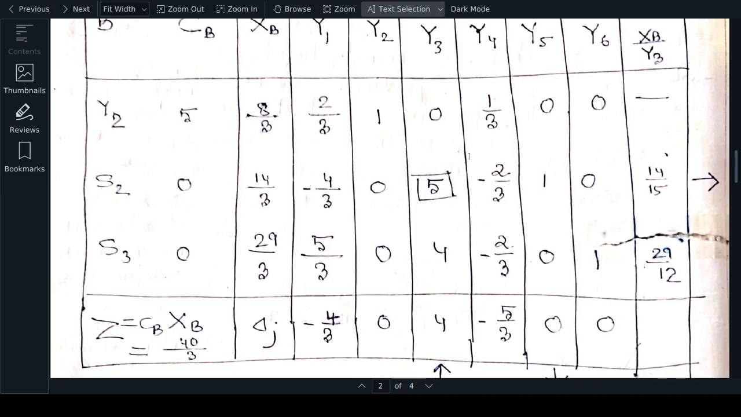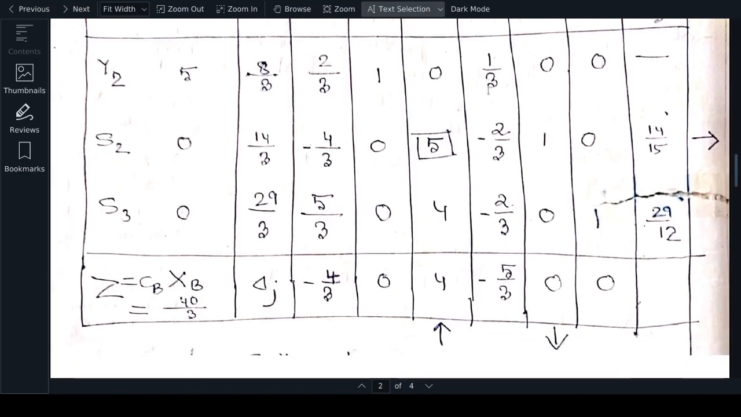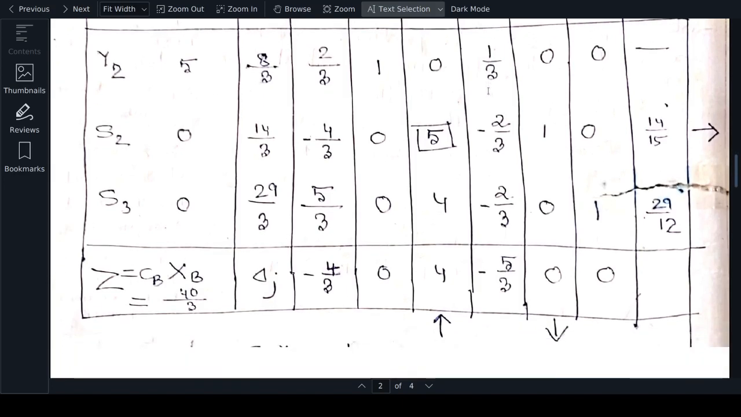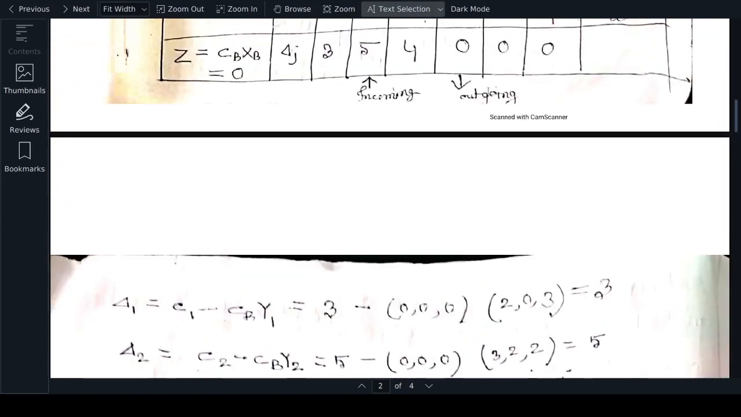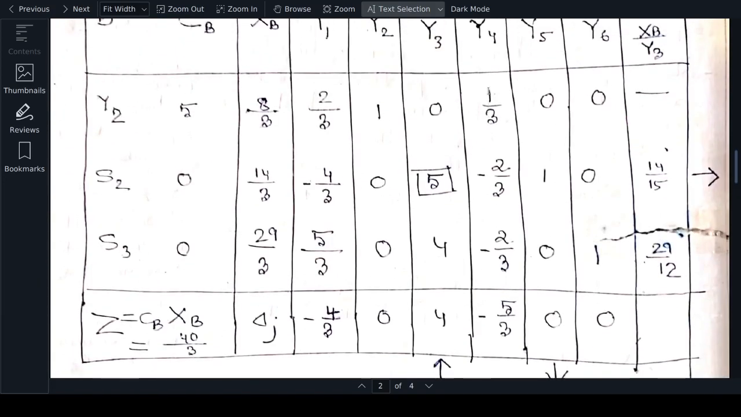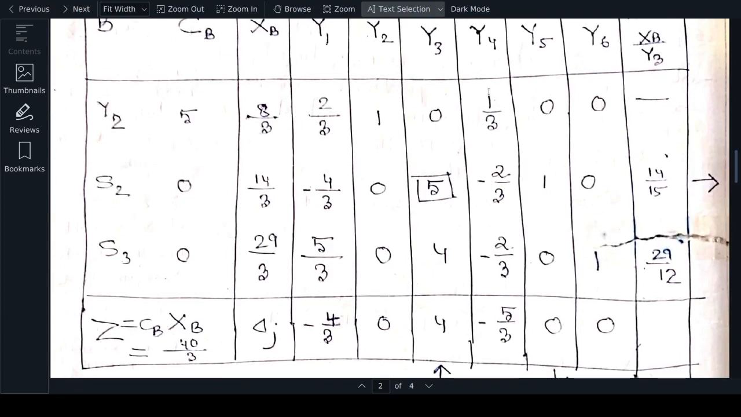For this reason, we find out the minimum ratio. So how to find out the minimum ratio? XB by incoming vector. So which vector will be the incoming vector? Here, which delta J is positive? Y3 column. The minimum ratio formula will always be XB divided by incoming vector. So incoming vector is y3.